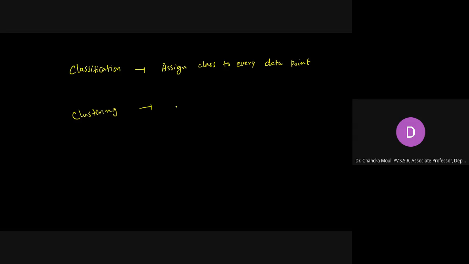So overall, if you see, classification is assigning a class to every data point, whereas clustering is grouping the data points that are similar to each other.